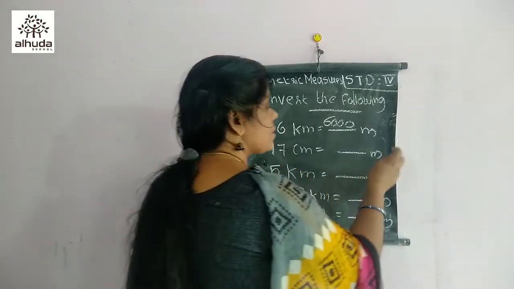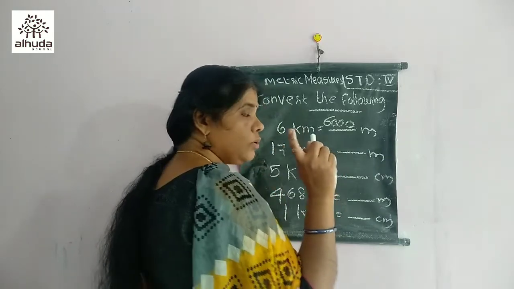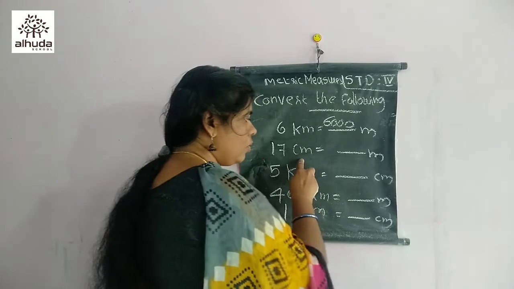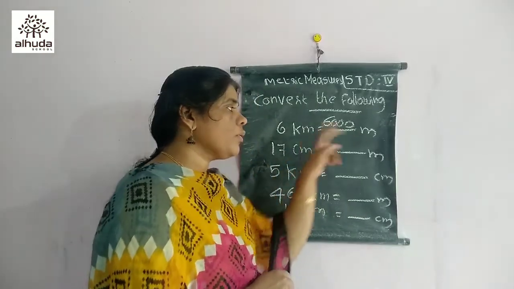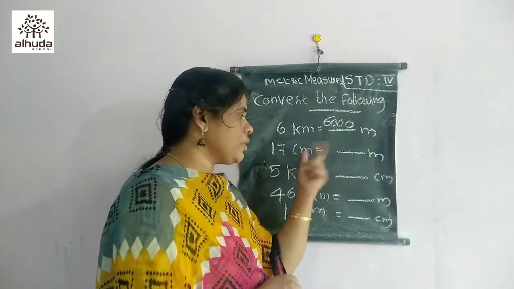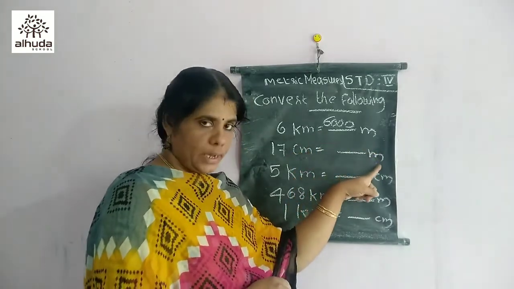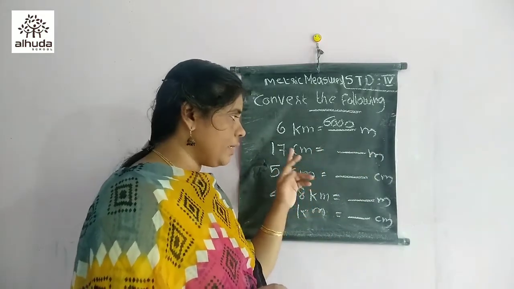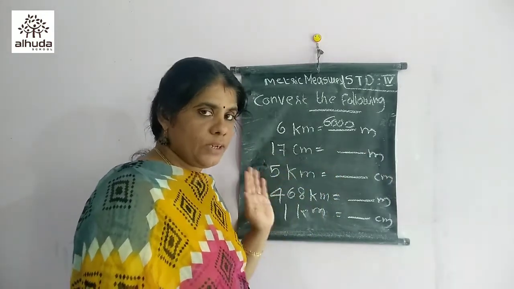17 centimeter is equal to dash meter. 1 meter is equal to 100 centimeter. Here we are converting a smaller unit to a higher unit. Centimeter is smaller than meter. If we are converting a smaller unit to a higher unit, then division will come.